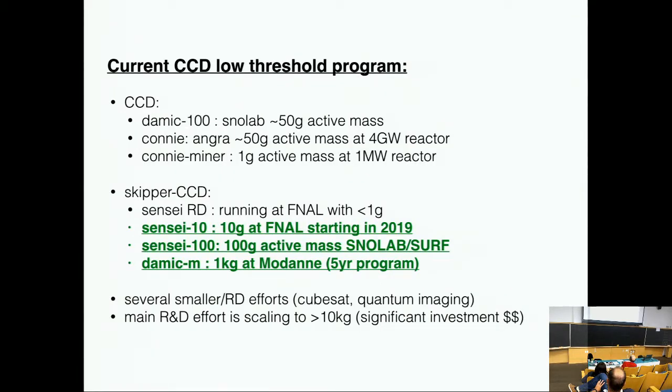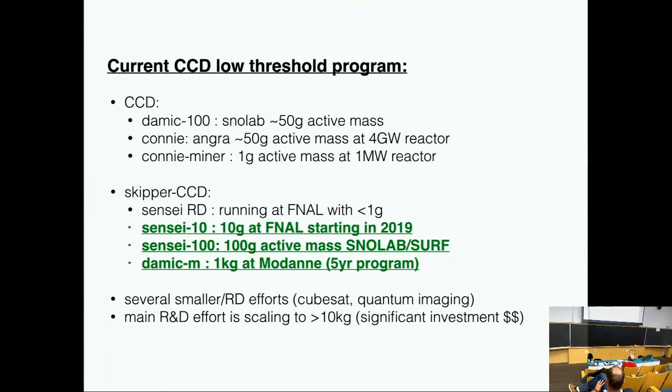Okay, so what is it that we are doing now with CCDs? I wanted to give you this idea so that if you want to talk about the other projects, we can talk in more detail, right? But so with the standard CCD, we have DAMIC 100, which is running at SNOLAB with about 50 grams of active mass. That is taking data now.